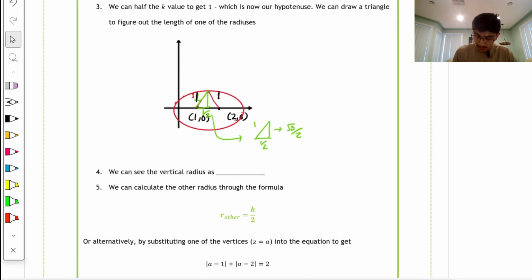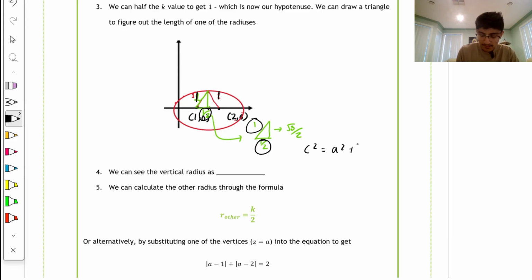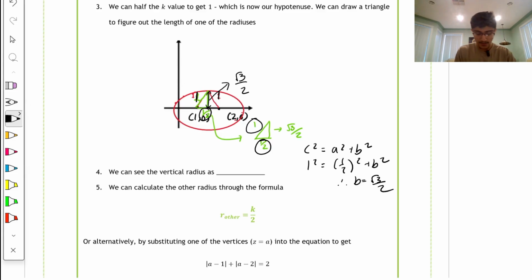So as you can see here, we've got our 2 hypotenuses of 1, and we can just draw out a triangle. We know that the distance from the foci to the center is a half. So I'm going to add that half measurement over here, and I know that the hypotenuse was 1. By doing Pythagoras' theorem, c squared equals a squared plus b squared, I got 1 squared equals half squared plus b squared, and then I got b is root 3 on 2. So this helped me calculate the length of this side of the triangle as root 3 on 2. So that means the vertical radius of our ellipse is root 3 divided by 2.